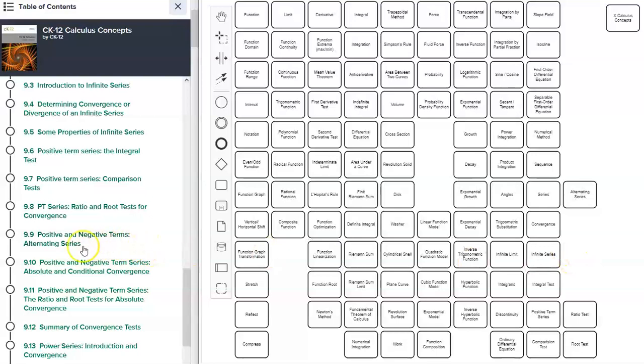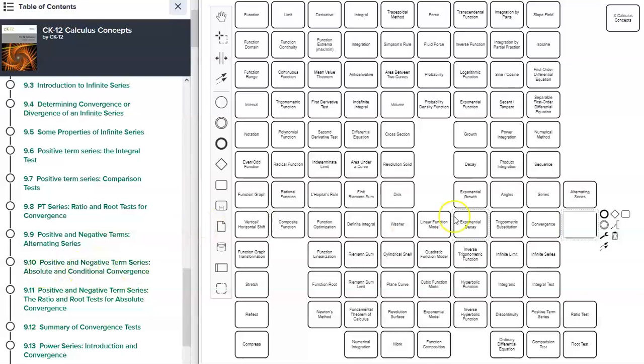Wonder what that means. Alternating series. Positive term and negative term. Those are pretty generic too, so we'll leave those alone. Positive and negative term series. Oh, but now it's a type of series.